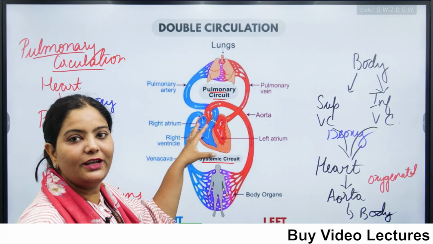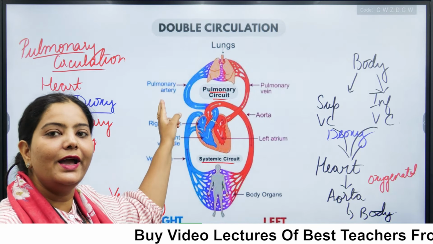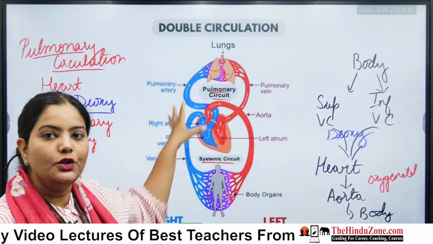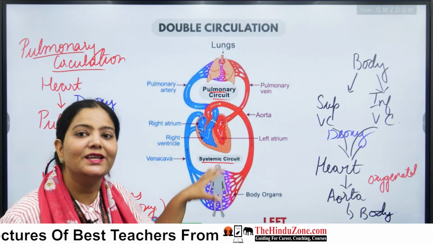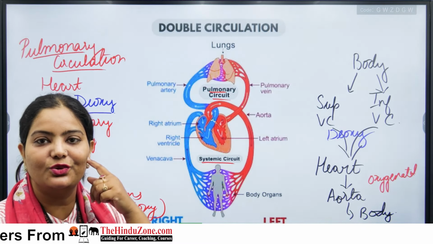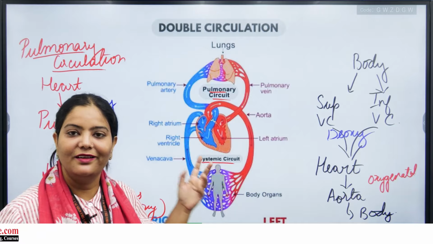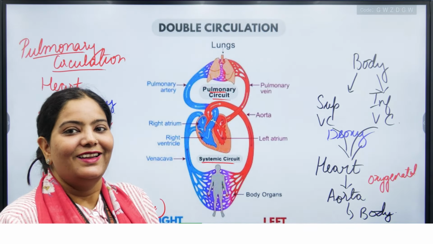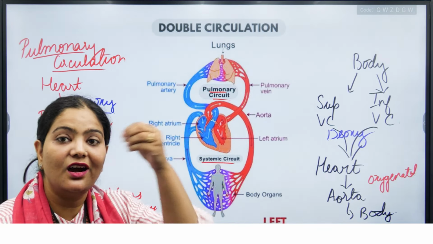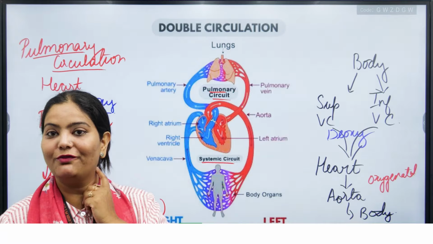There are two circuits, one between the heart to the lung and lung to the heart, and the second between the heart to the body and body to the heart. So these two types of circulation together make up the double circulation of the heart, right? So now I guess most of the doubts regarding the circulatory system and the double circulation are clear to everyone.